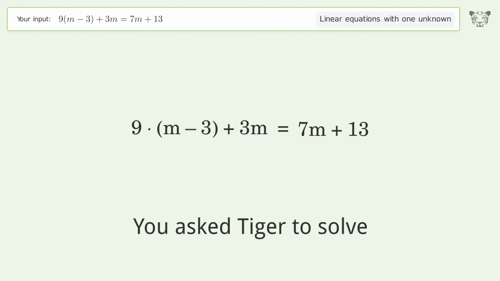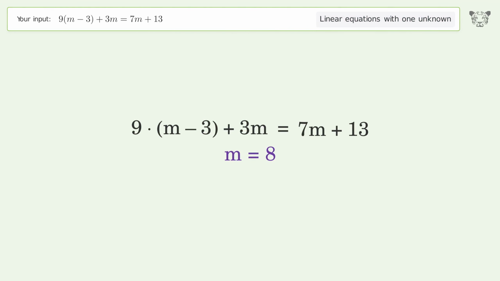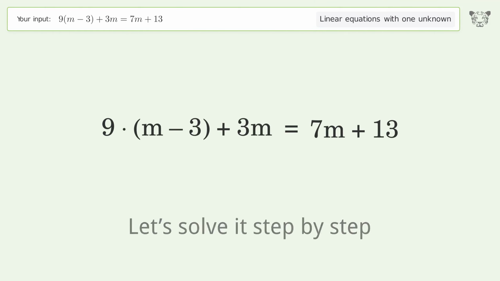You ask Tiger to solve this. It deals with linear equations with one unknown. The final result is m equals 8. Let's solve it step by step.